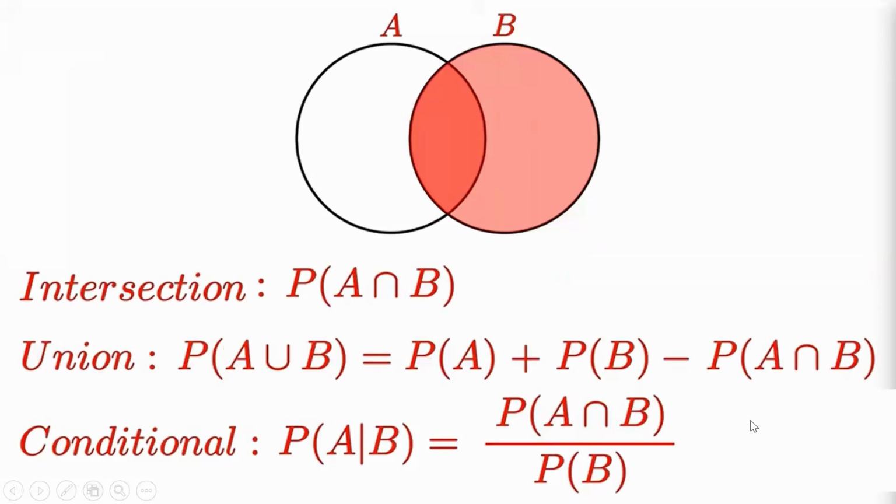Now, conditional probability means the probability of A happening, provided B has already happened. Read as P of A given B, it is equal to the probability of A intersection B divided by the probability of B.